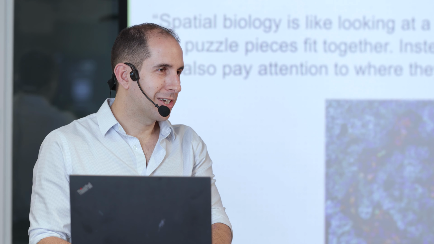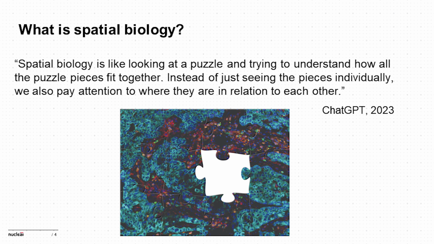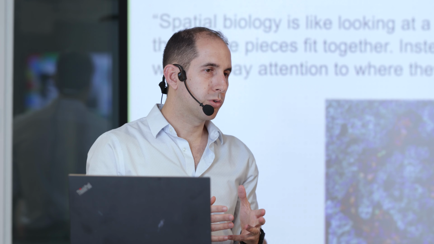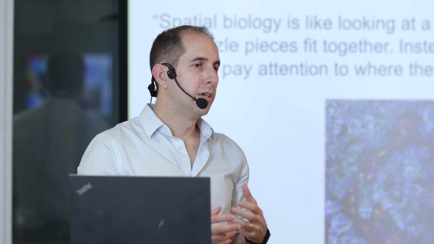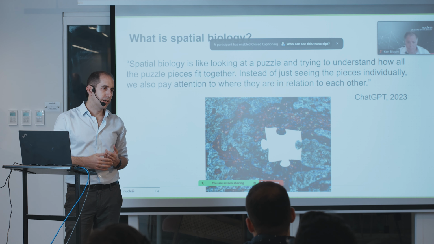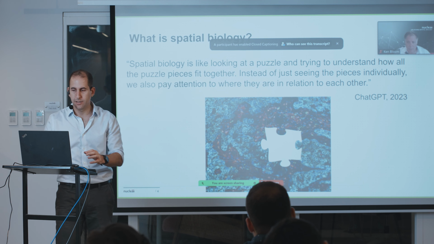So when I started preparing this presentation, I did what I think most of us do when we have a new project: I went to ChatGPT. I asked it if it could explain simply what spatial biology is, and I think it had a really nice answer. Spatial biology is like looking at a puzzle and trying to understand how all the puzzle pieces fit together, instead of just seeing the pieces individually. We also pay attention to where they are in relation to each other. And this is what spatial biology is all about: really understanding how tissue organization and cell-cell interaction affect function, and how we can utilize that to better understand diseases and to make better treatment decisions for patients.